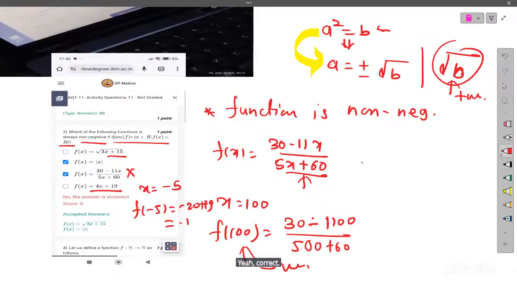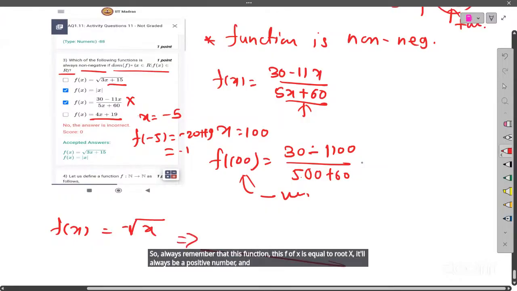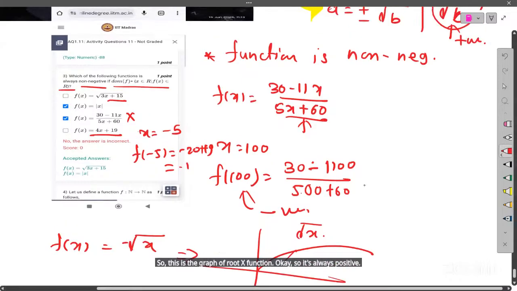So always remember that this function, f of x equals root x, will always be a positive number, and its graph looks like this. So this is the graph of the root x function. Okay, so it's always positive. Okay.